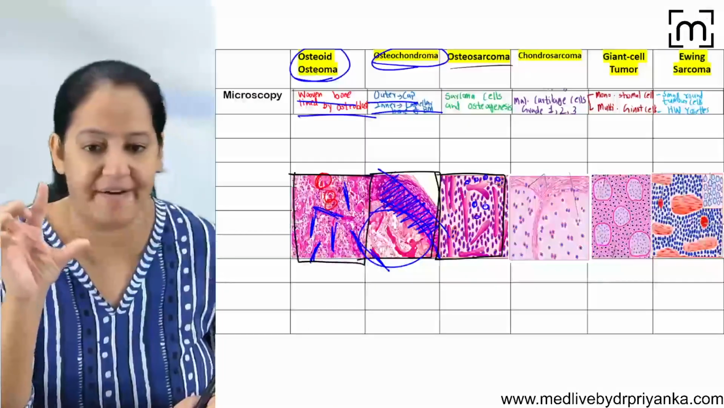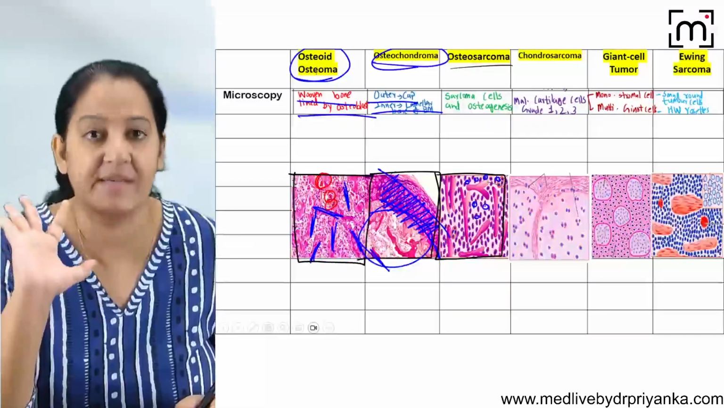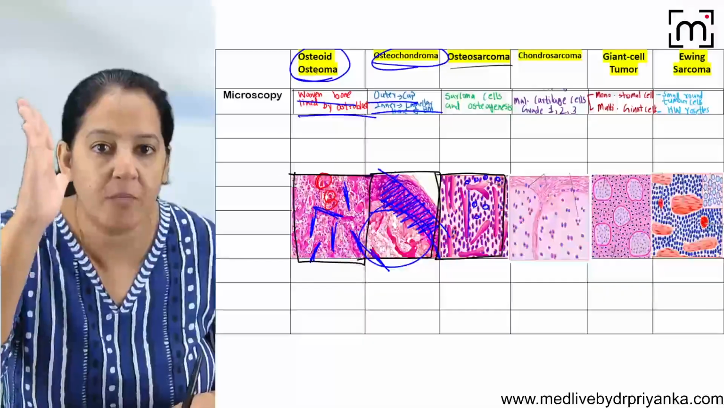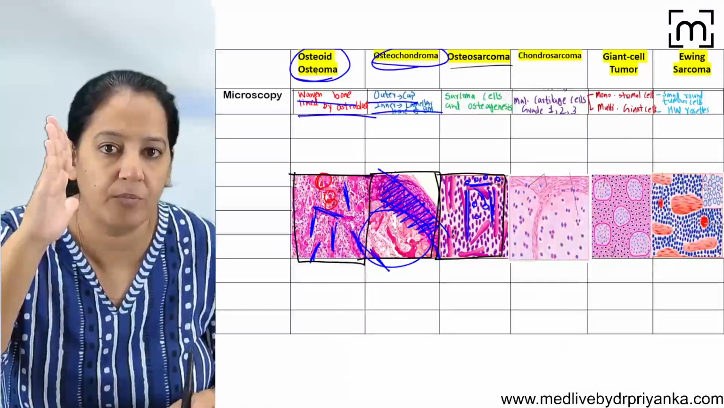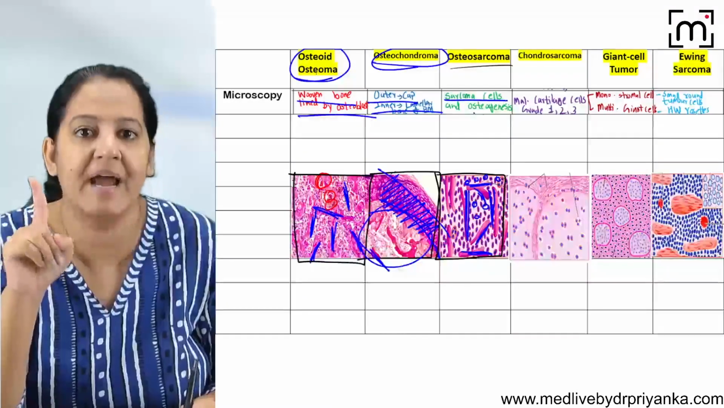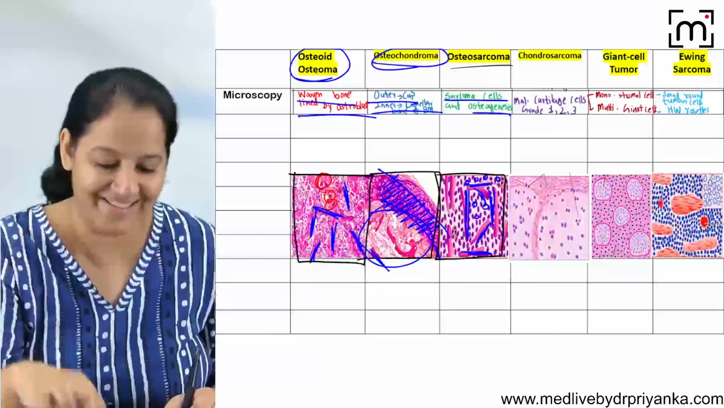Some are small, some are large, and they are having hyperchromatic nucleus. They are having mitosis. They are undifferentiated. They form the bone. The bone is in the form of lace-like pattern. Appreciate the bone. It is forming osteoid matrix. So sarcoma cells and osteogenesis. Two things are there in this diagram.